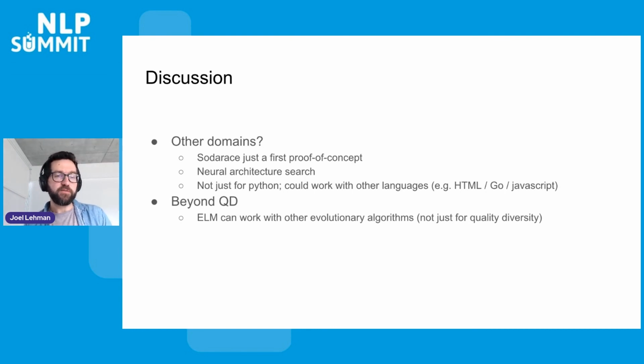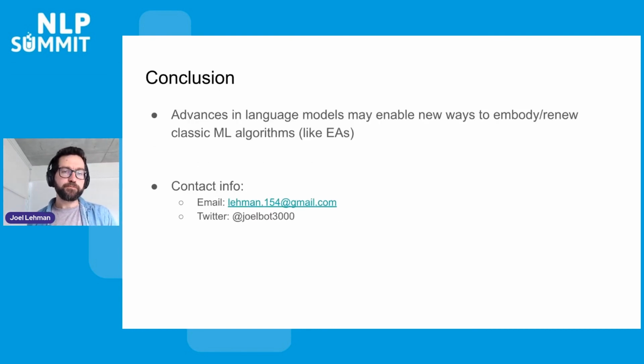And I guess to conclude, one thing I think is really interesting here is that advances in language models may really enable new ways to embody or renew classical machine learning algorithms, like evolutionary algorithms. And so I think we live in an interesting time where we'll see a lot of interesting synergies and reinventions of the old becoming new again.